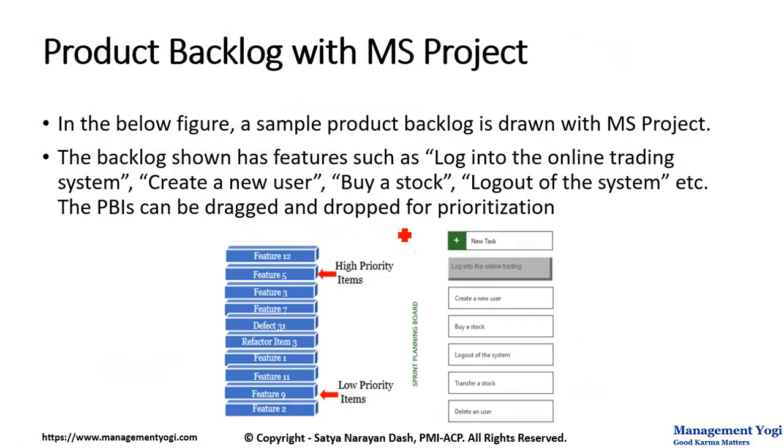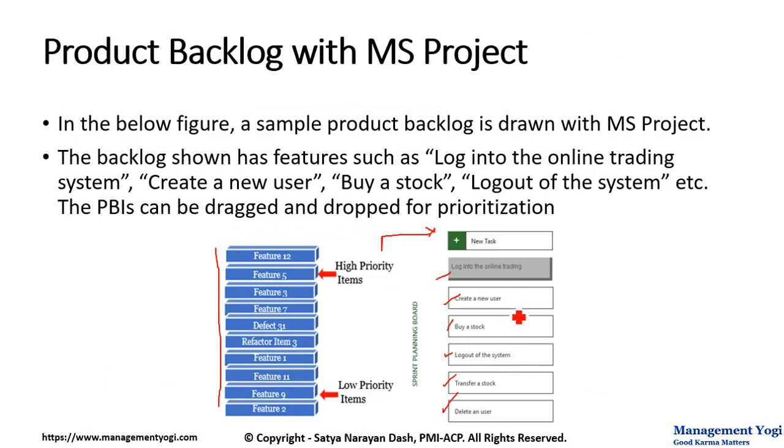Now I have a sample, a working sample of product backlog with Microsoft Project software tool, which is also an Agile software tool. In the below figure, a sample product backlog is drawn with Microsoft Project. The backlog shown has features such as log into the system, create a new user, buy a stock, log out of the system, transfer a stock, delete a user. So this is the theoretical representation and this is the actual tool based representation.